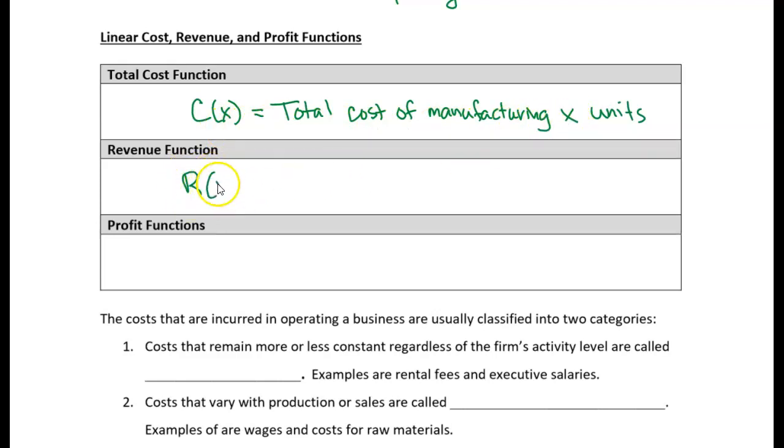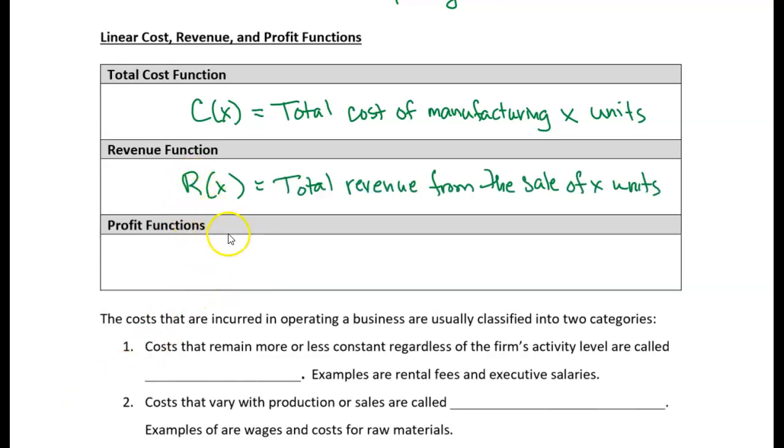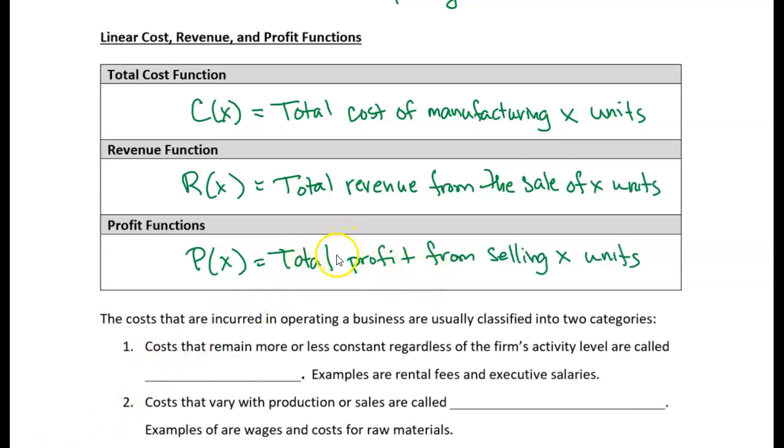We're going to define another function, R of x, to be the total revenue from the sale of x units. So we're just naming our function R for revenue. And then finally, how about another function, P of x, P for profit. We're going to define P of x to be the total profit from selling x units. And as you might expect, we can subtract the cost from the revenue to get our profit. So we're making widgets and they cost so much to produce, and they bring in a certain amount of dollars, and the difference between the revenue and the cost is your profit.